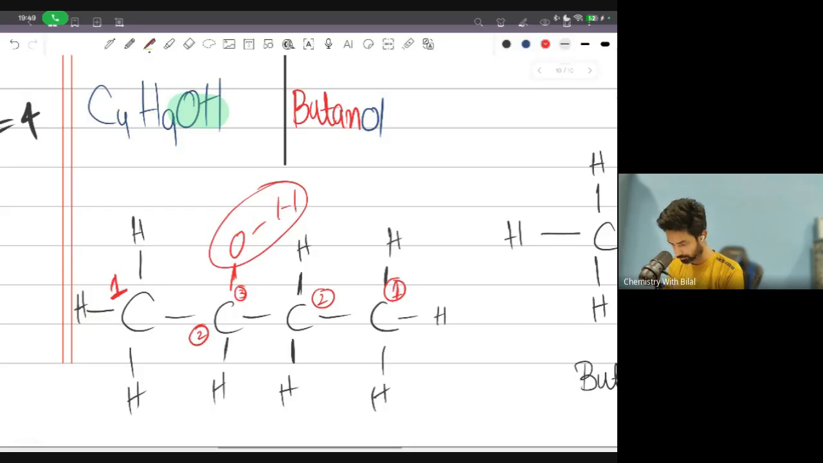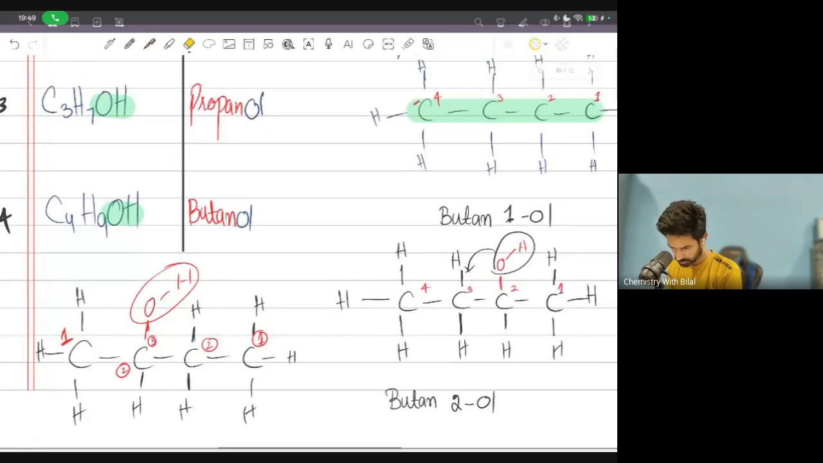Now numbering starts from that side again. So this is the same molecule as the one written on the right. It is still butane 2-ol because the OH is attached to the same second carbon. So it is not butane 3-ol. In fact, butane 3-ol never exists.